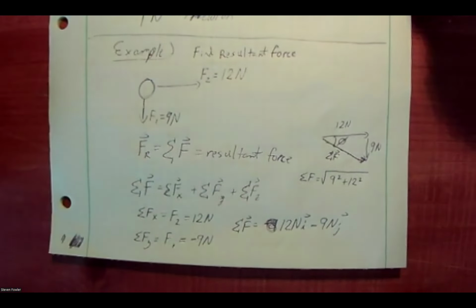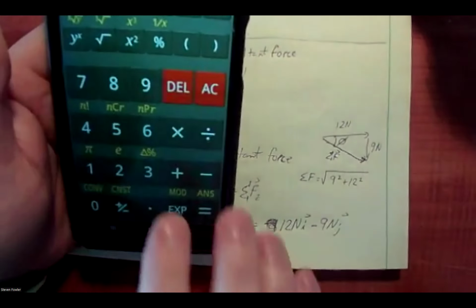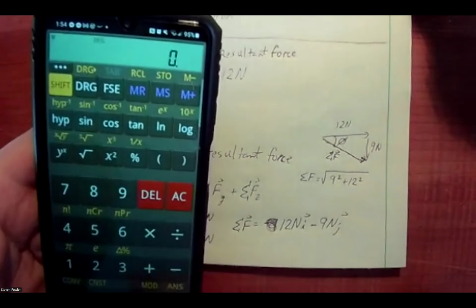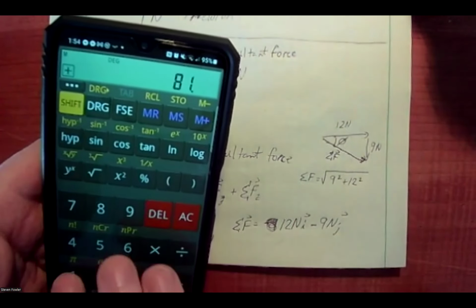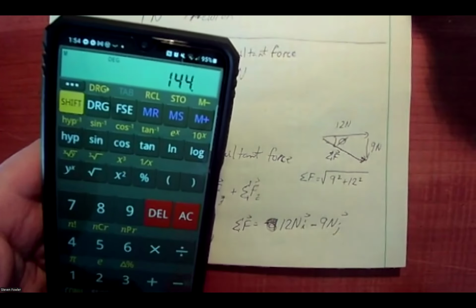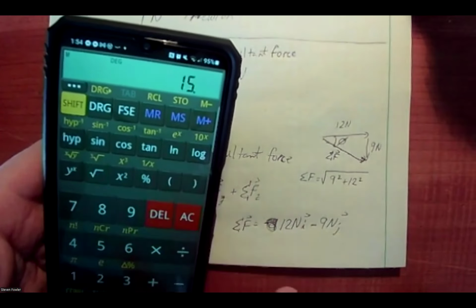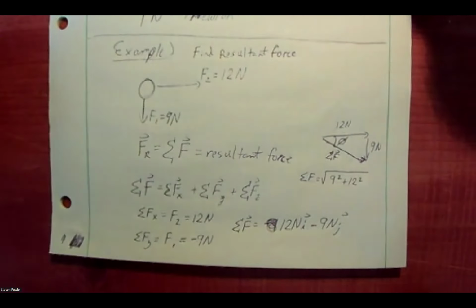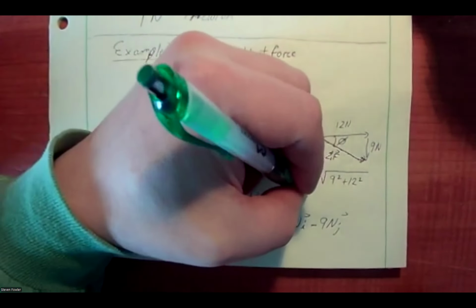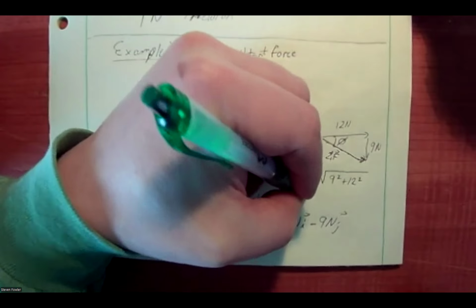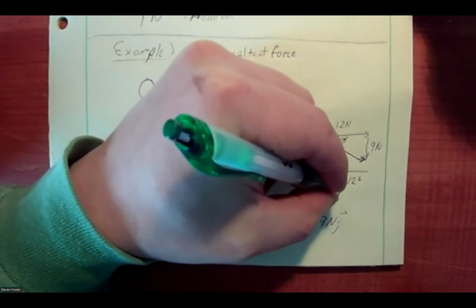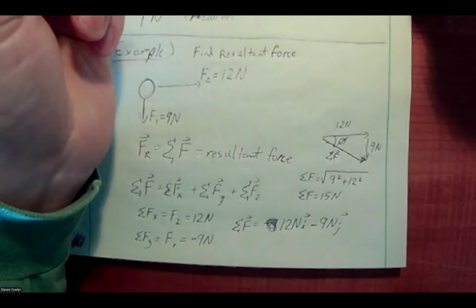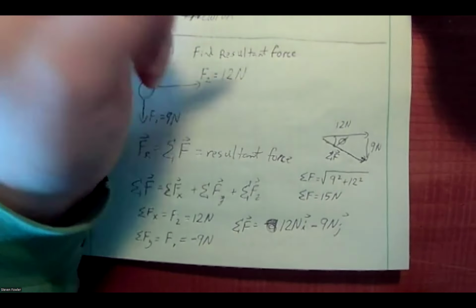If I do that real quick, I believe that's 25, but let's just make sure. 9 squared plus 12 squared equals, and then we take the square root of that. Yes, that's 50. That's not 25. I'm sorry, it's 15. The magnitude of that resultant force is then 15, and those are newtons. Okay, now that's my magnitude.